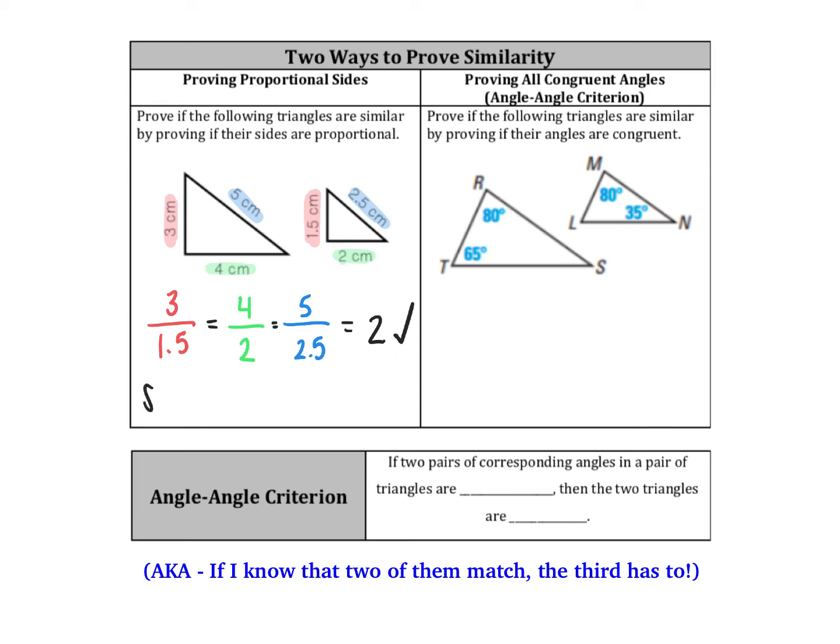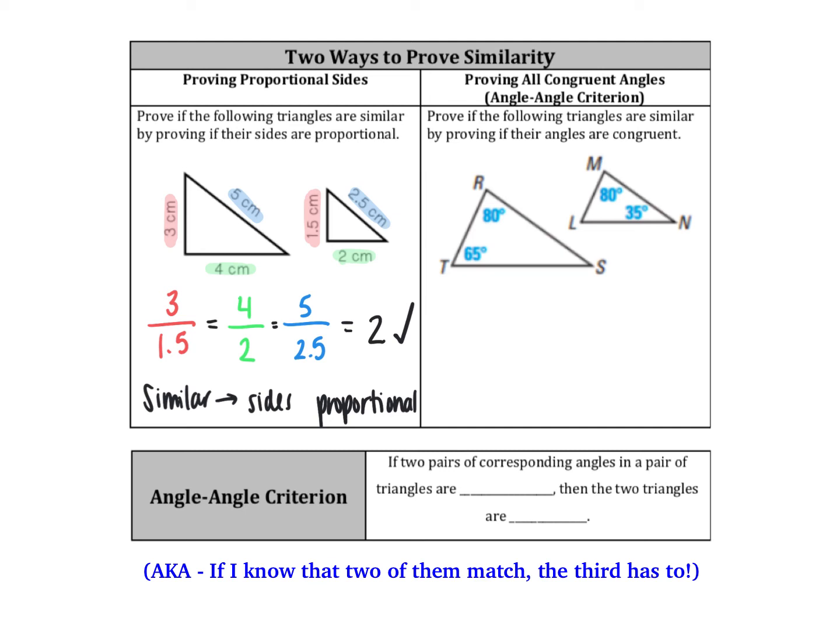So these triangles are similar, and the reason why is that the sides are all proportional. So that's the argument you can make for similarity based on side lengths. The other argument you can make is focusing on angles. So let's look at the two triangles we have.